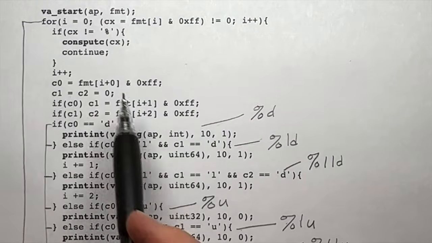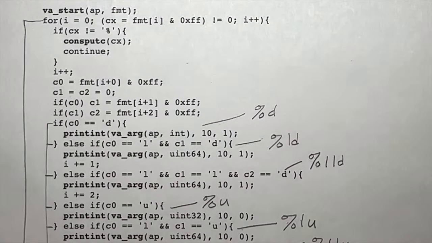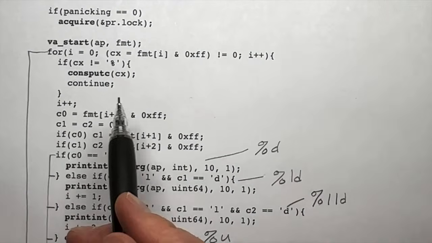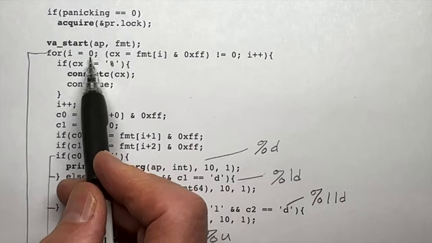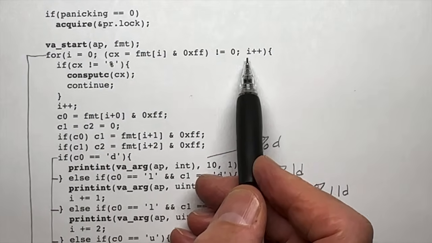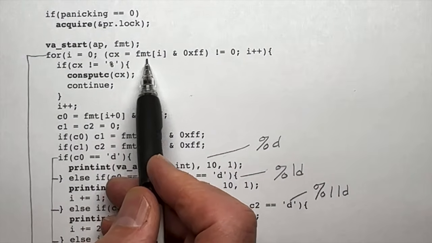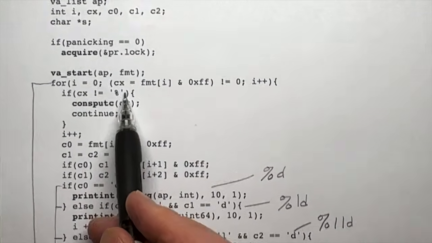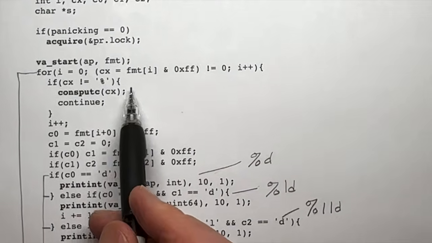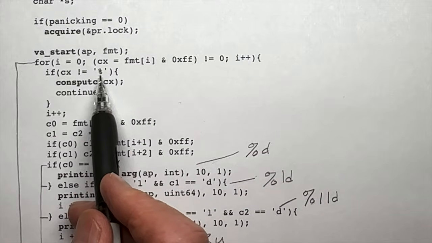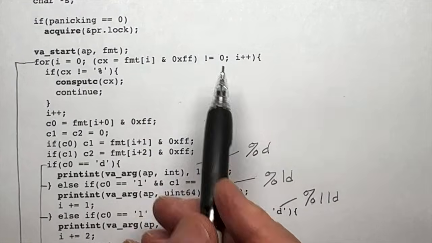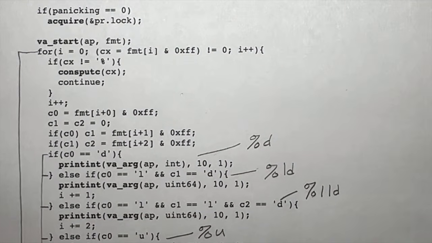So this loop is going to go through the format string, character by character, using I as an index. I starts at 0 and gets incremented each time. And here we extract the ith byte from the format string and store it in an integer variable called CX. If we're looking at the null byte, which marks the end of the string, we're done. So the loop terminates and we release the lock and return.